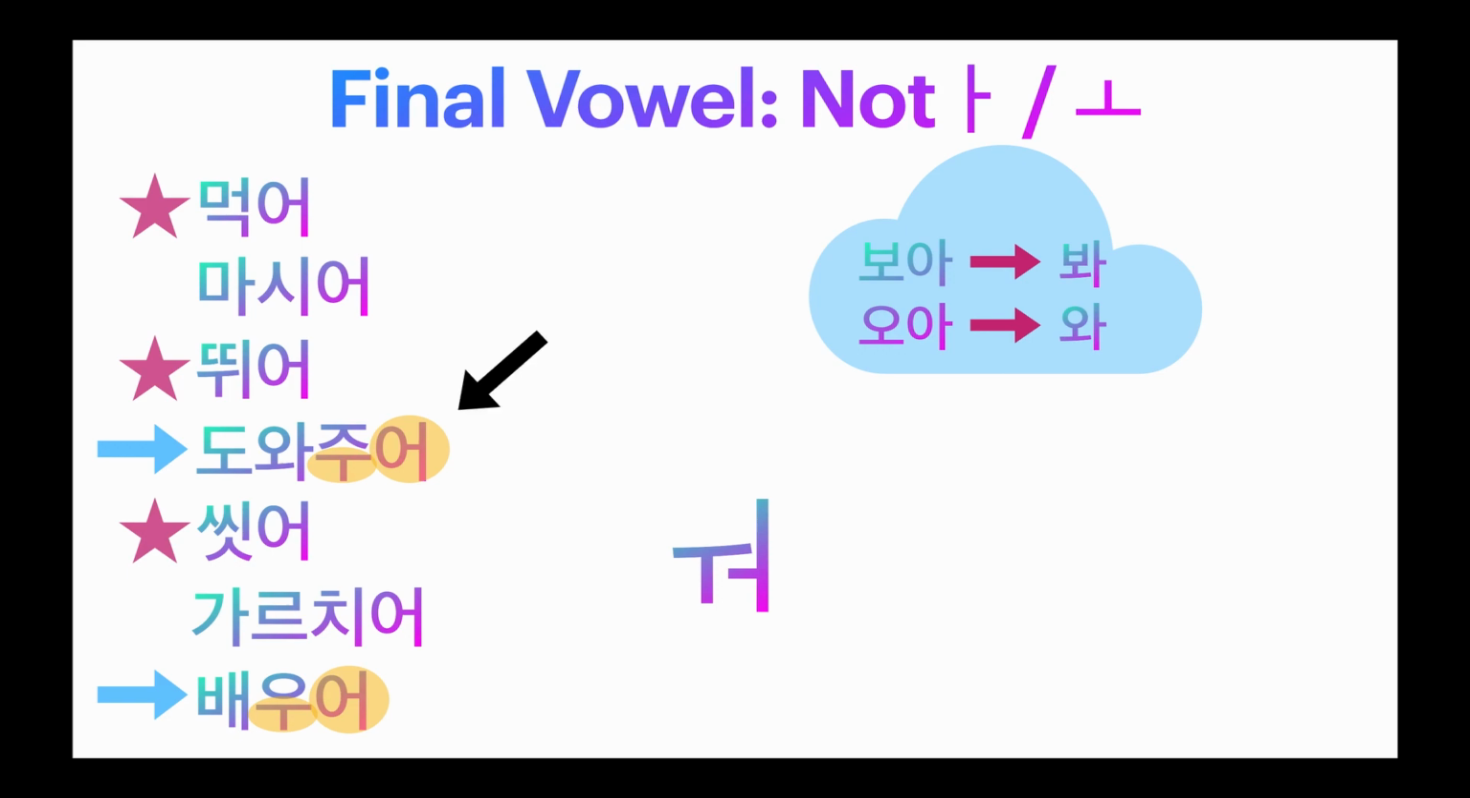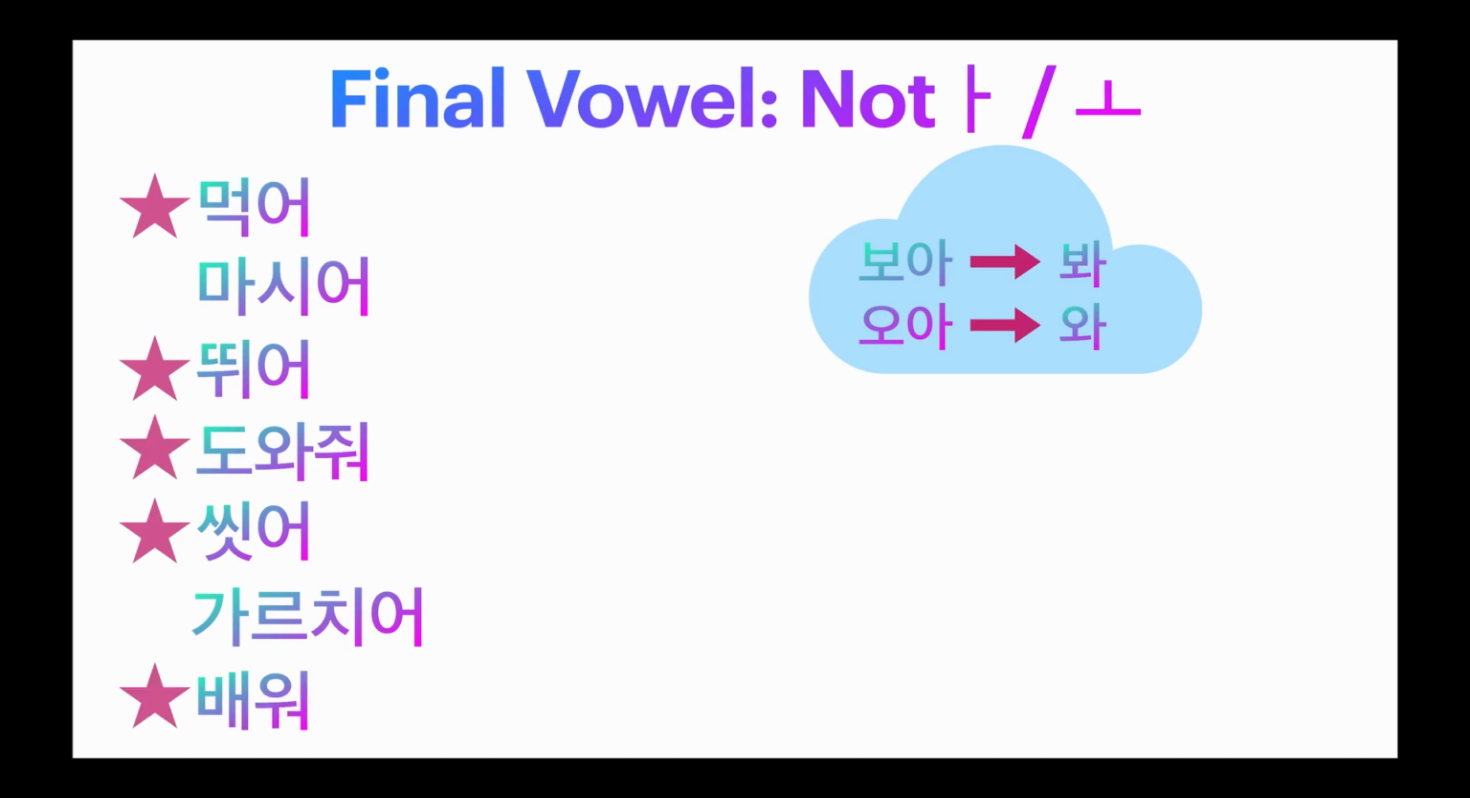So starting with 도와주어, 주어 주어 주어, 도와주어 tends to become 도와줘. And as for this uo sound, uo uo uo, 배우어 tends to become 배워. And now we can mark both of these as finished.